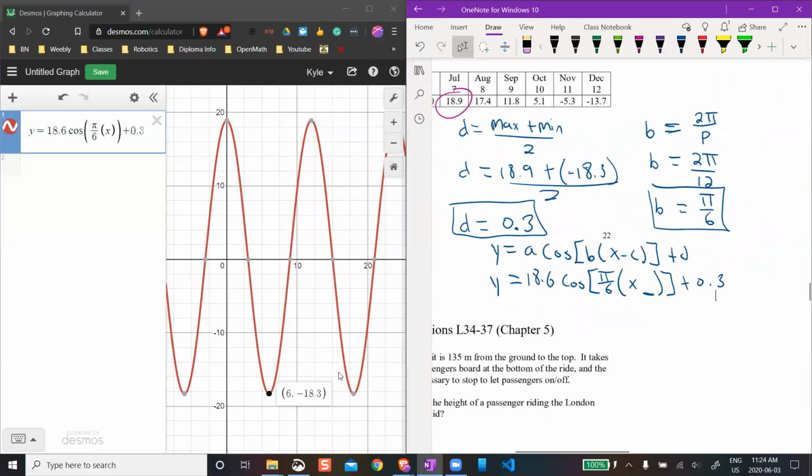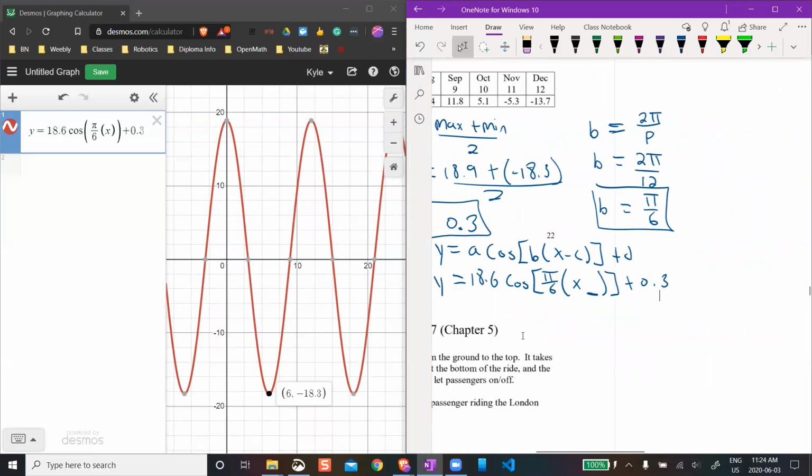So what do I have to do here? Well, 5 to the left would be plus 5. And there you go, there's my equation. I could have done that for any of the points along the way, but it's nice to find a maximum or something like that.